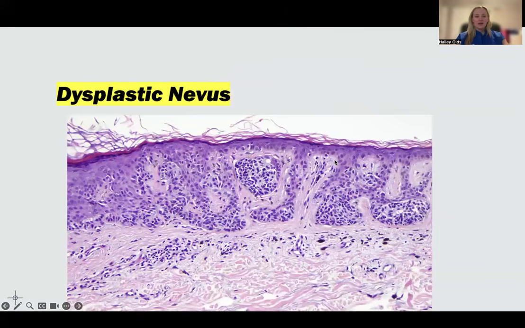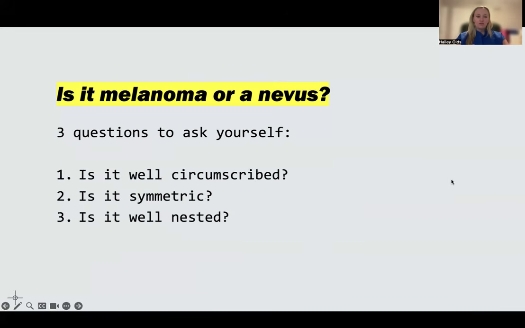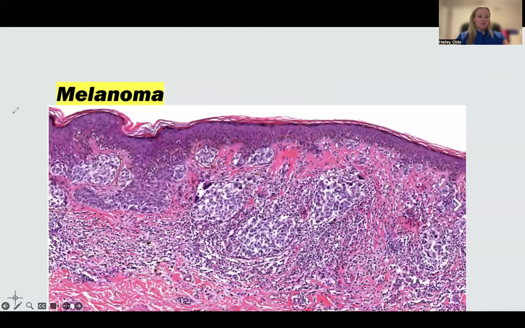Okay, so then how do you know if it's melanoma or a nevus? Things that you should always ask yourself: is it symmetric? Is it well nested? And are the nests equal in size and shape? And then some other things, like they don't get maturation with depth. And then you may see the melanocytes, instead of staying at the basal layer, going higher up into the epidermis, which is also concerning. That's called pagetoid spread.